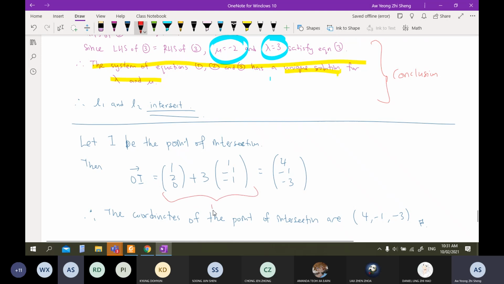Here I'm actually using the equation of L1 and subbing lambda equals 3. You can also use the equation of L2, and in that case you would sub mu equals minus 2. It will lead you to the same answer. You can try. You just pick either one of the two lines to use when finding the intersection point, and you don't have to do both.